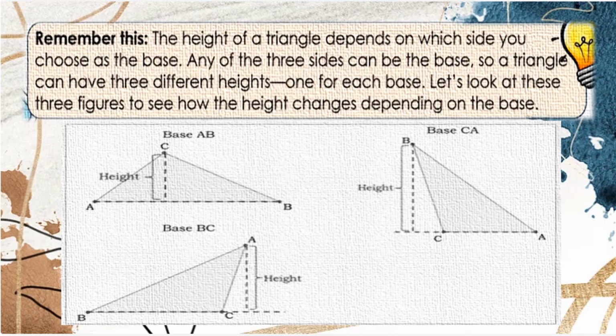Long, longer. Okay? So, any of the three sides can be the base. In a triangle, any of the three sides can be the base. So, a triangle can have three different heights. When the base is changed, automatically, the height is also changed.